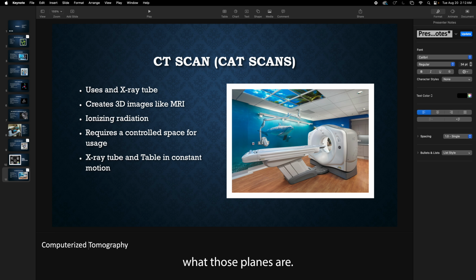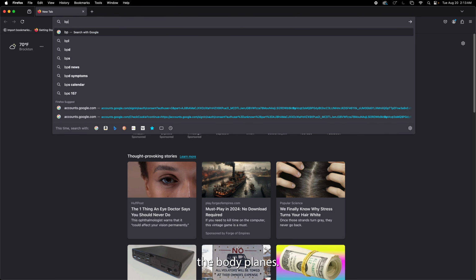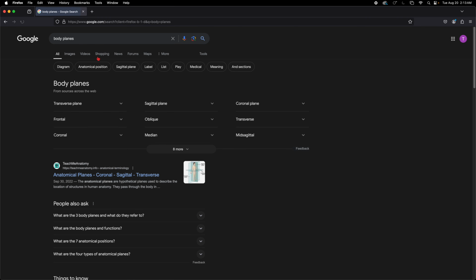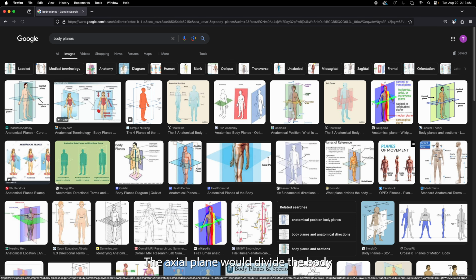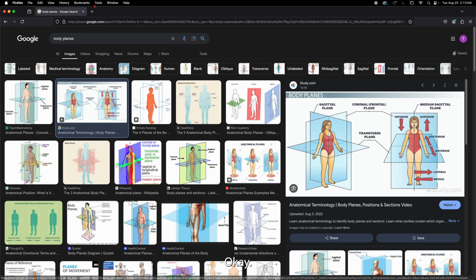As a reminder of what the body planes are, the axial plane would divide the body into superior and inferior parts, or the axial transverse plane, same name. The sagittal plane will divide the body into left and right sections, and the coronal plane into anterior and posterior. All right? Okay.